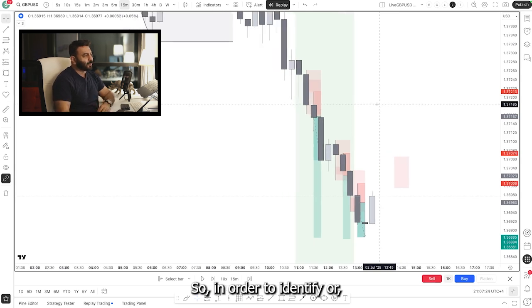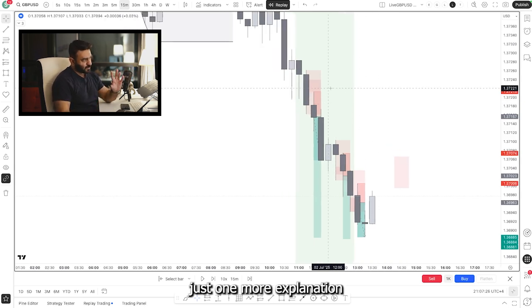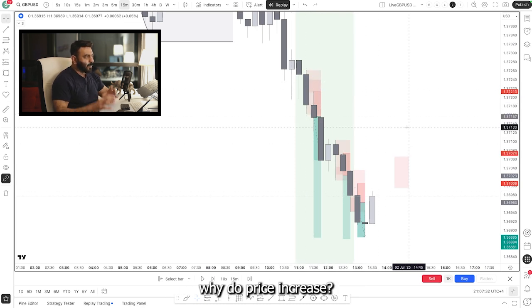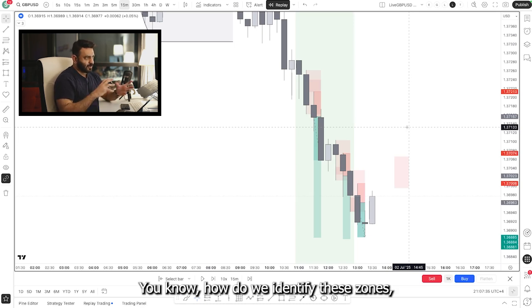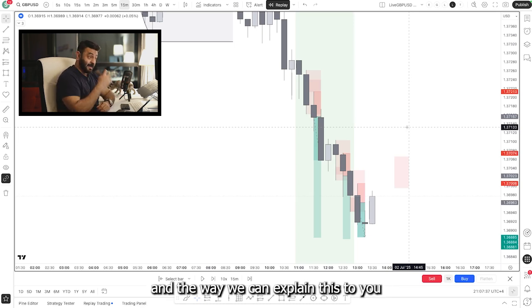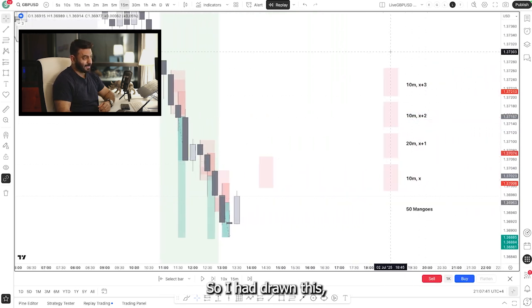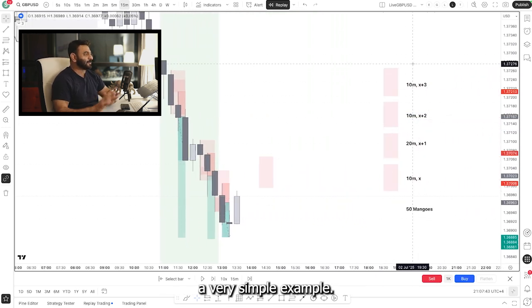So in order to identify, or just one more explanation before we go and analyze this: why does price increase? How do we identify these zones? And the way we can explain this to you is through this, and I had drawn this. We're going to take a very simple example.